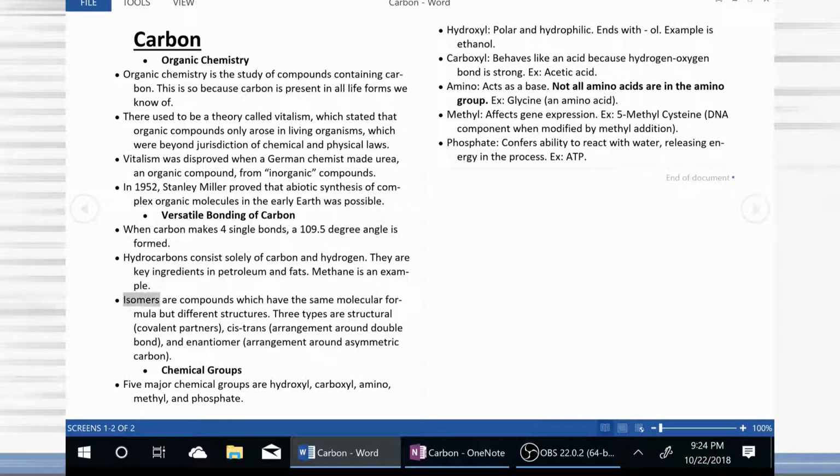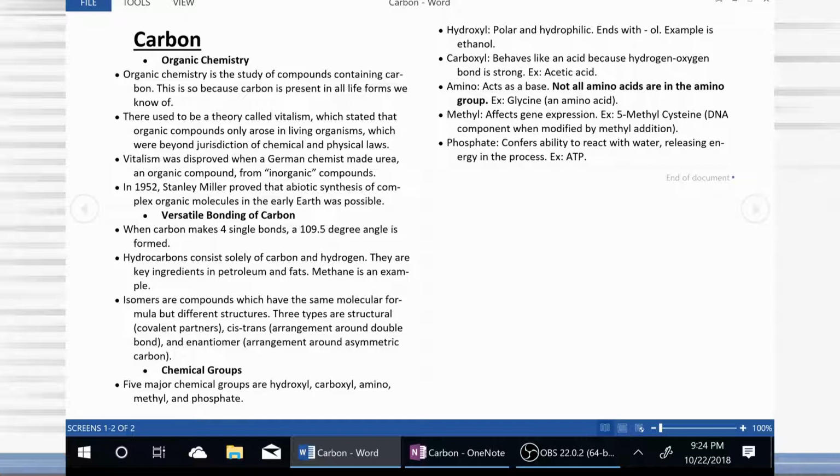So then we cover isomers. Isomers are basically compounds which have the same molecular formula but different structures. So if I wanted to write out one, then I would write out the molecular formula, but if I wanted to actually show the differences between isomers, I'd have to draw them out. So let's cover our 3 types.